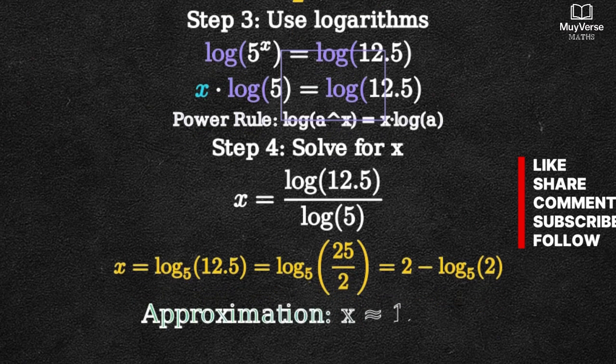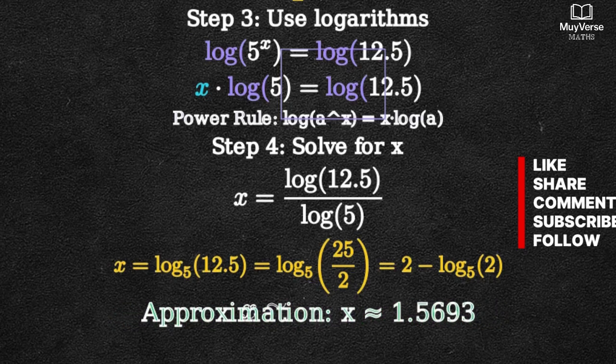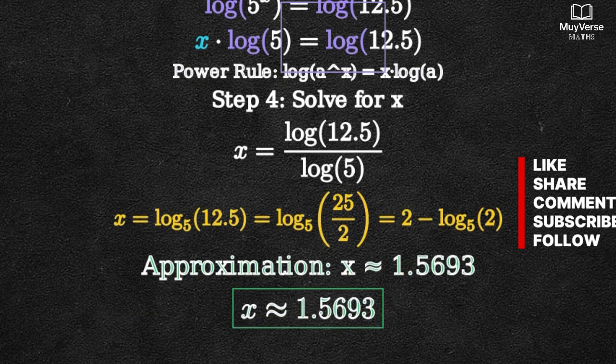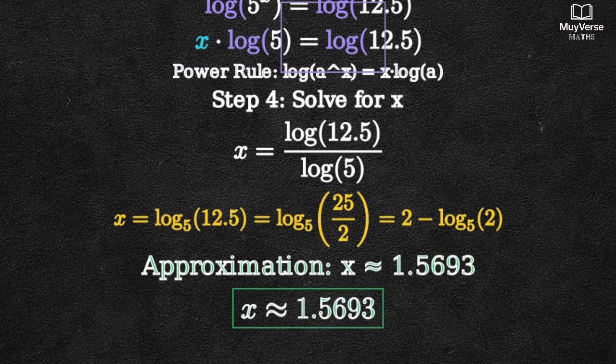Now compute a decimal approximation. Therefore, the solution is approximately 1.5693, and exactly x equals log base 5 of 12.5.